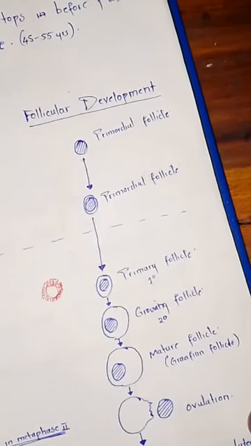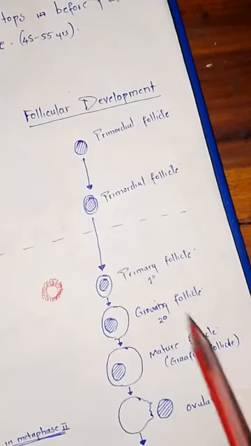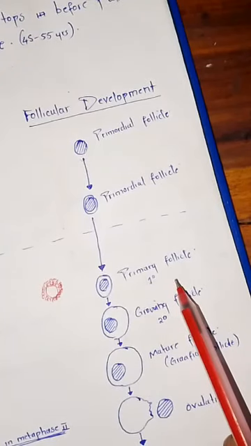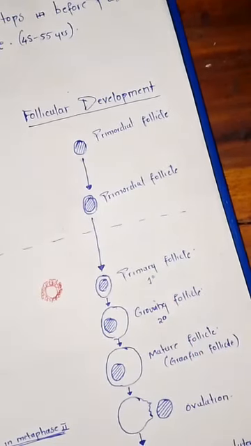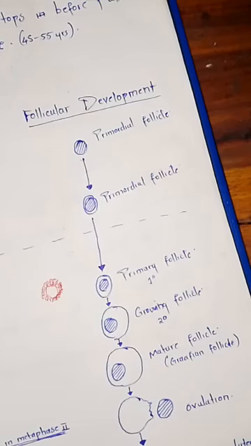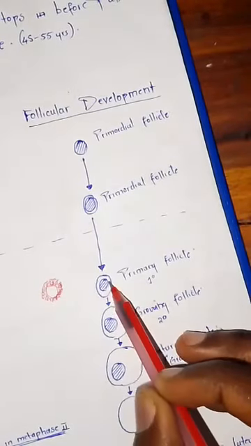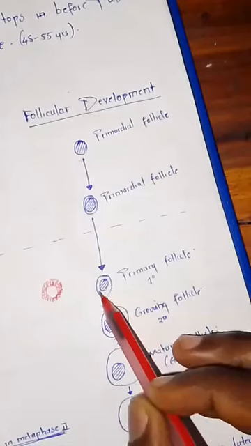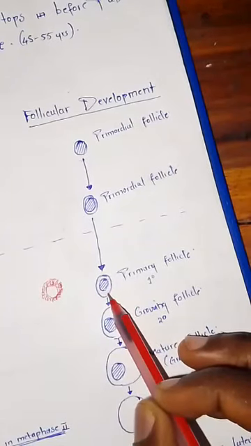So what happens is that when it forms the primary follicle here, it will start further growing. You're going to find that a fluid-filled cavity will start appearing, which is going to be filled with fluid and other components. And this fluid-filled cavity is what is referred to as the antrum.